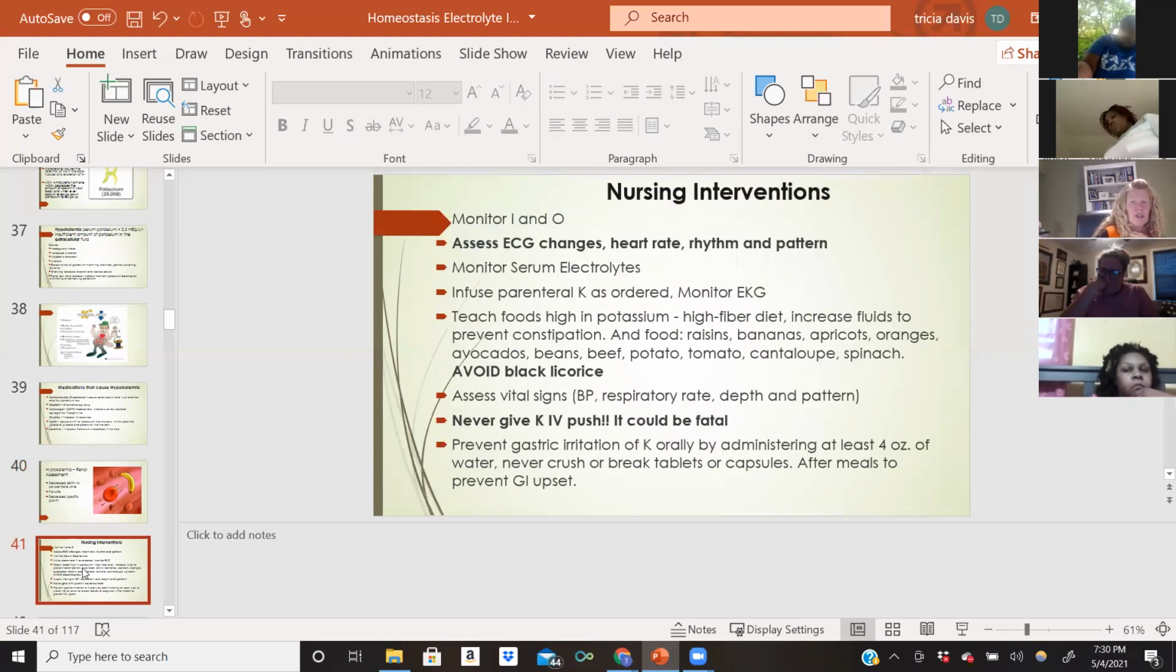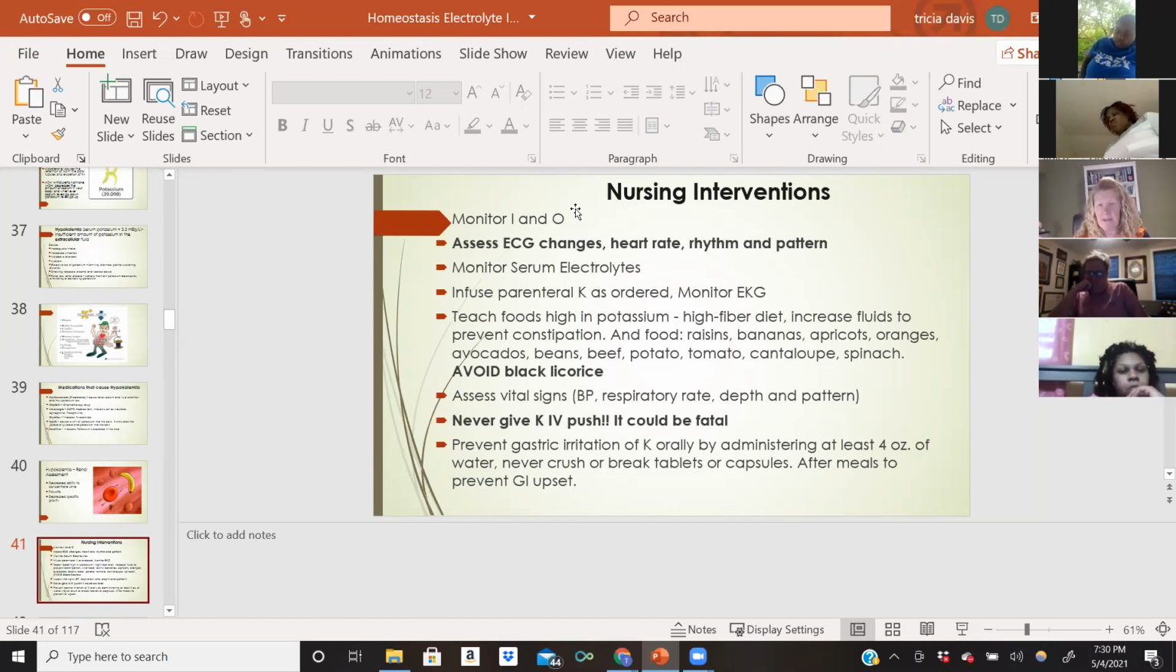Nursing interventions for your patients that have hypokalemia. We're going to want to monitor their eyes and nose, right? We are going to want to assess any ECG changes. So you're going to want to have them on that heart monitor. You're going to be checking their heart rate. You're going to be watching their heart rhythm. Any pattern? Is it irregular? Is it regular? Do they have PVCs? Anything like that. We're going to be watching their serum electrolyte levels through labs.